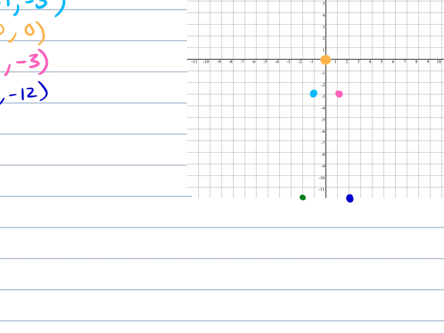Once we have our 5 points, what can we do? Connect the dots. What's the shape that our graph has to have? A U shape. Here it's just an upside down U. So that would be our parabola.